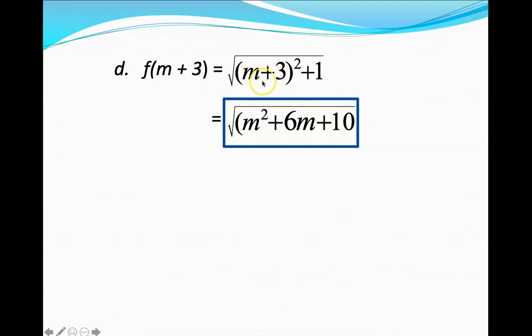We've done enough of that in the other part of the lesson, so I take m plus 3 times m plus 3 and I FOIL it. That gives me m squared plus 6m plus 9. And then I combine the 9 with the 1. See if you can get that answer. If not, very good question to raise when we have our class time.